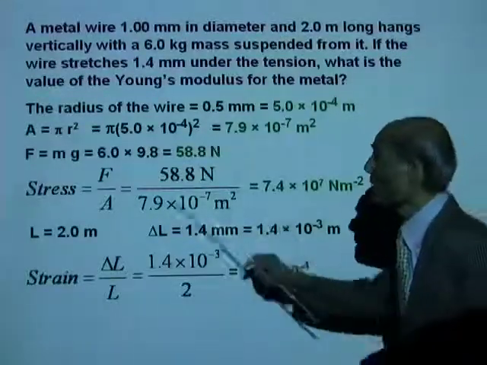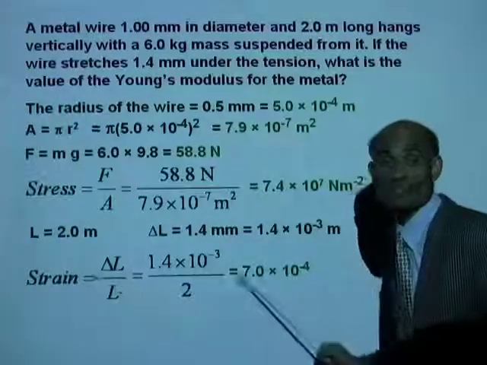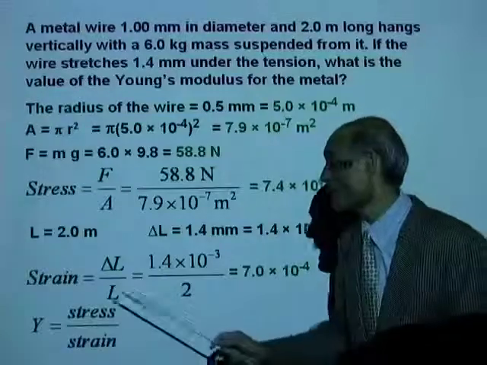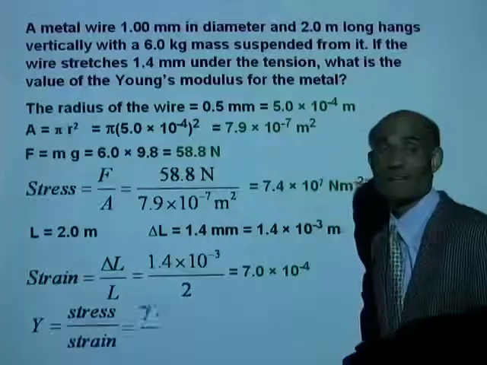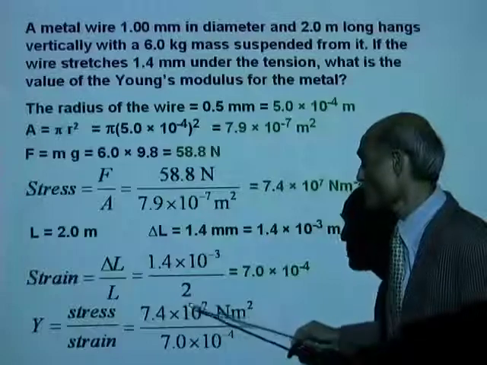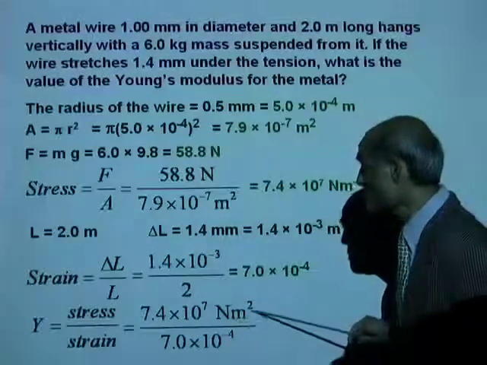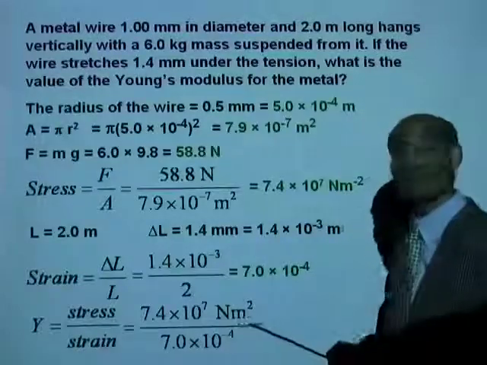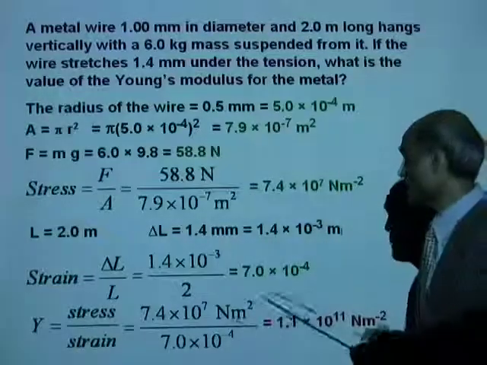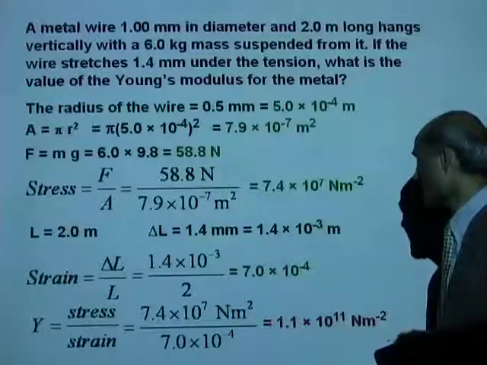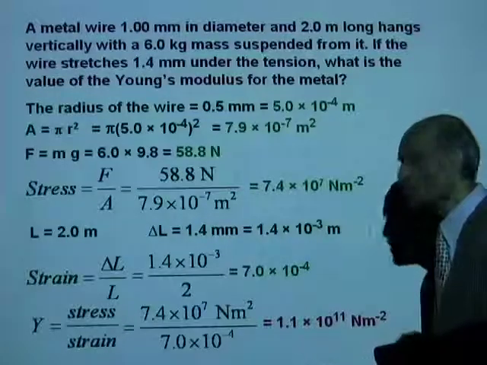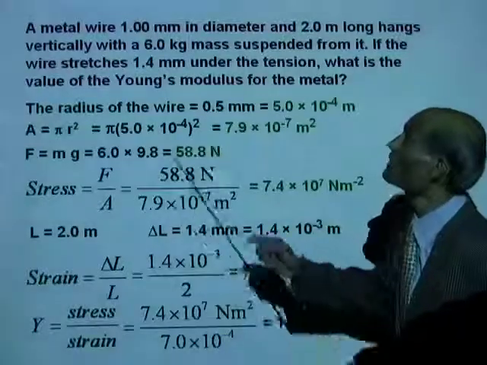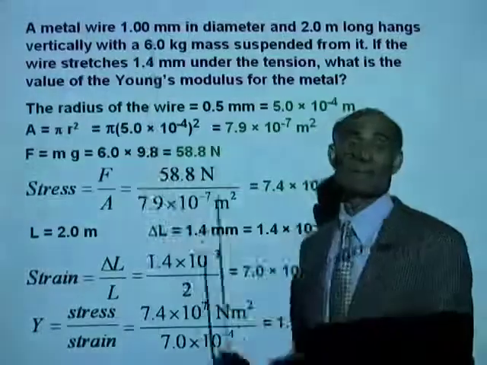Well, we got the stress, we got the strain. Therefore, Young's modulus is stress divided by the strain, and that is 7.4 times 10 to the 7 Newton per meter squared divided by 7 times 10 to the negative 4, and that is 1.1 times 10 to the 11 Newton per meter squared, and that is the Young's modulus of this metal wire.